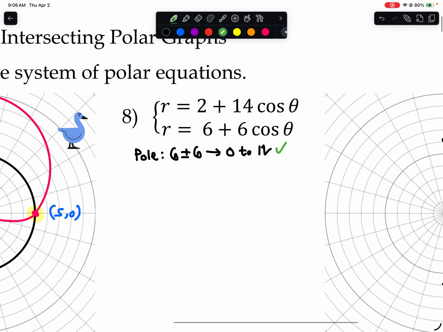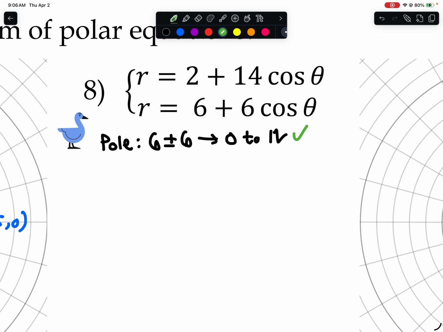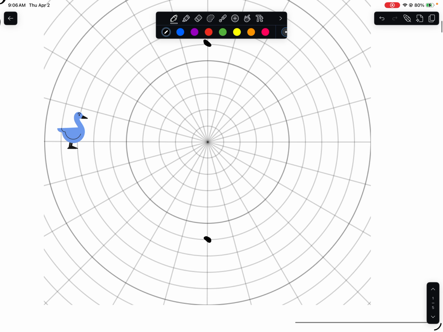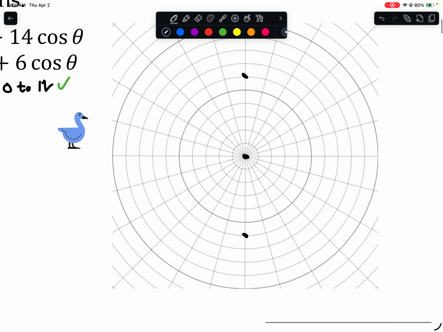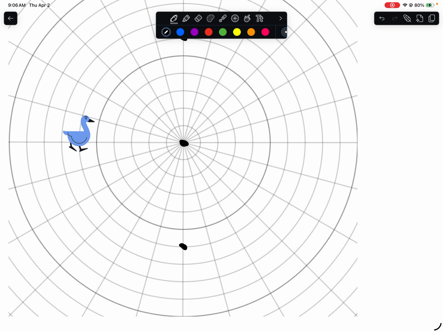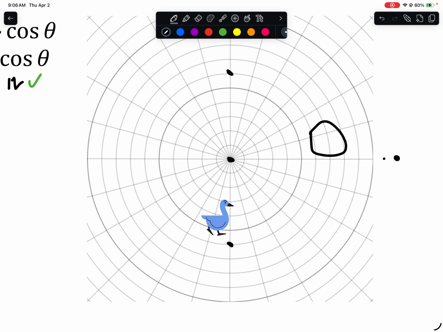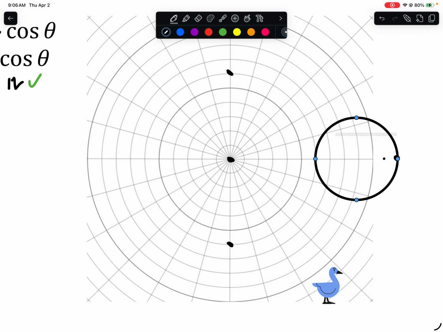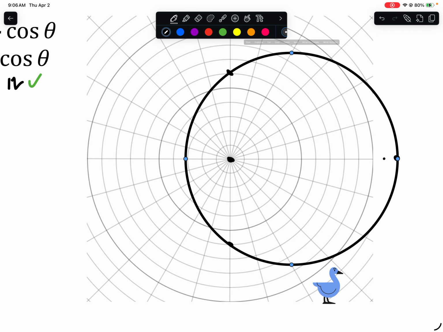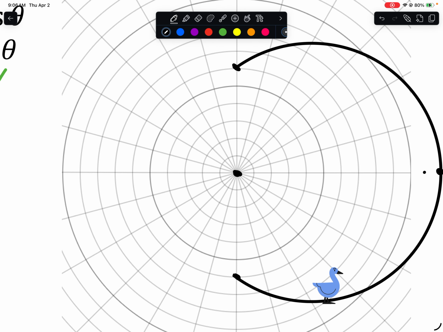Or not really a point of intersection yet, but I know that this cardioid is going to pass through the pole. So I'm going to go ahead and put a point at the pole. And then I know that we're going to have a point at 12. So I'm going to kind of just guesstimate. So I'm going to put it over here. Perfect. Let's try to get it on the actual grid. Okay, extend. So once again, I'm drawing these by hand, so it's not going to be entirely 100% accurate, but this will at least give me an idea of how many points of intersection I'll have.